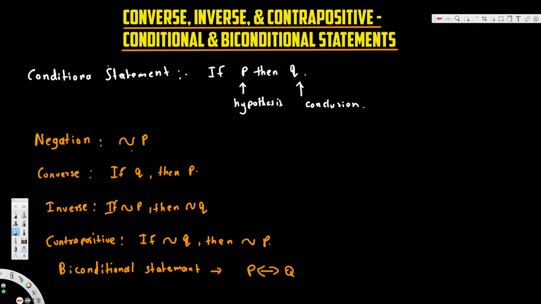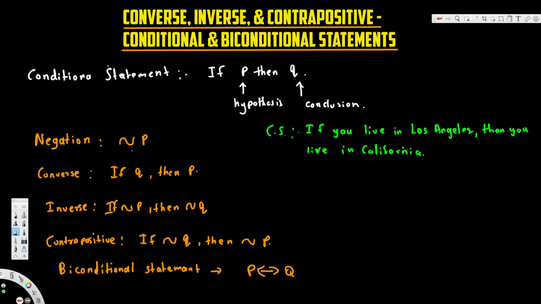First, let's start with the conditional statement. Let's say we have a conditional statement like this: if you live in Los Angeles, then you live in California. Now this is our conditional statement. Let's put CS, conditional statement.